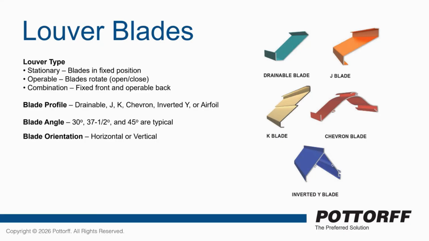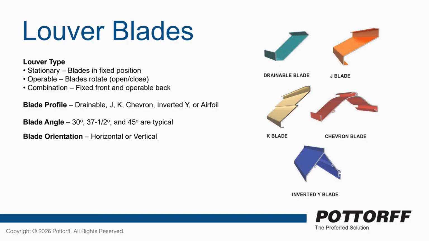And finally, for a lot of your stationary blades, you might see some inverted Y, what we call Y blades, as you see on the bottom there. It kind of looks like a Y, maybe even a V to some people. That is going to be a stationary blade, but it will help keep it site proof, so you won't be able to see into the building with this blade. And lastly, sometimes you'll have airfoil blades. Airfoil blades are predominantly going to be on some type of operable or combination louver.